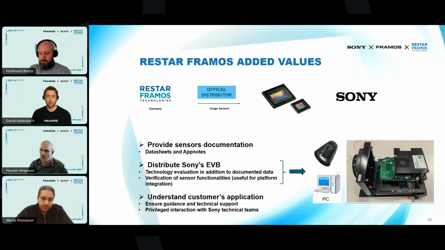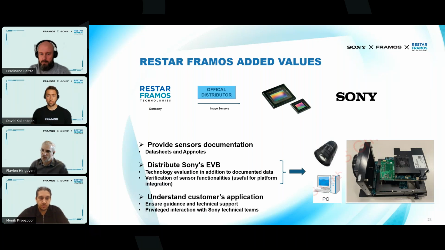So like I said before, Restar Framos is an official distributor of Sony image sensors. That means that we provide more than only distributing the sensor. Our service articulates mainly into 3 different points. First of all, when it comes to selecting a specific sensor, we can provide the sensor documentation, so the data sheets and the specific app notes on which you can have access to the different functions inside the sensor, so specific features, which can be very different between a global shutter sensor and a rolling shutter sensor.